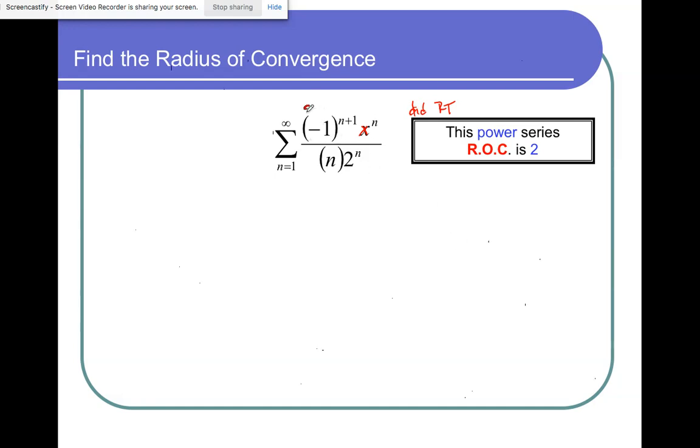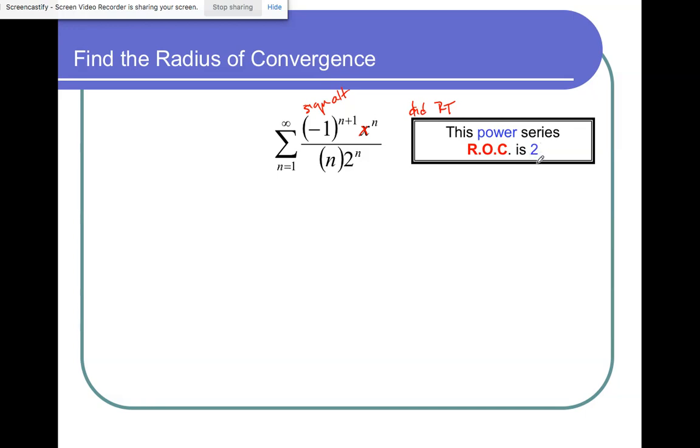ignored the sign alternator while I was doing that ratio test, right? Because the ratio test means absolute value. Make sure you write absolute value. That's important in the setup. I did my limit work. I evaluated the inequality. I got the radius of convergence is 2.